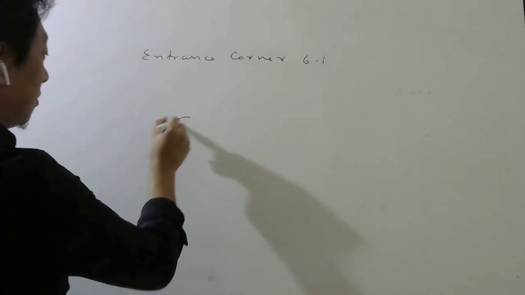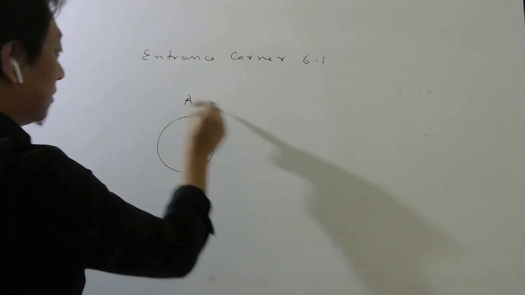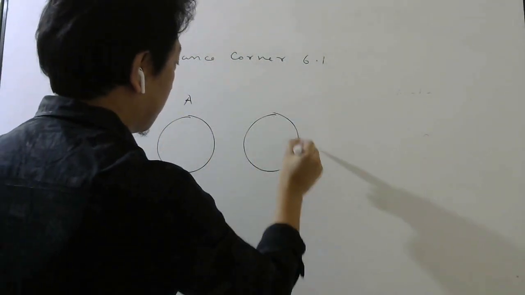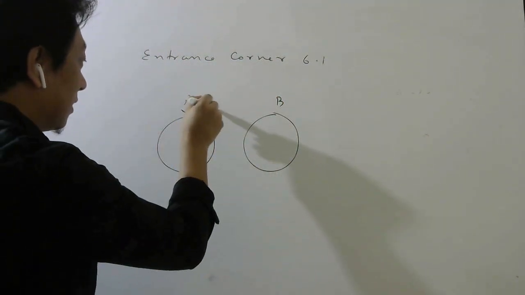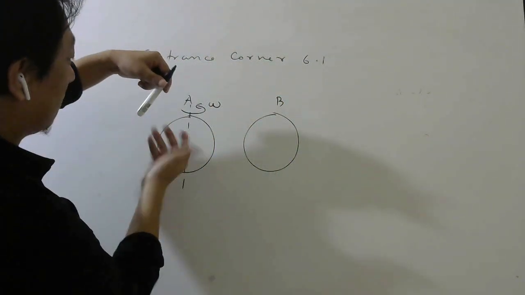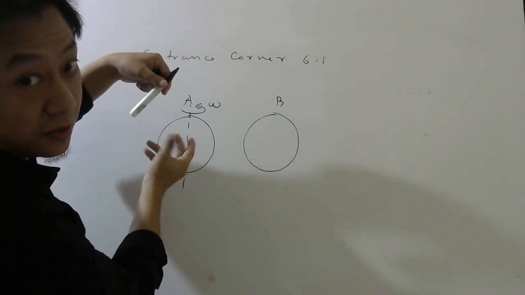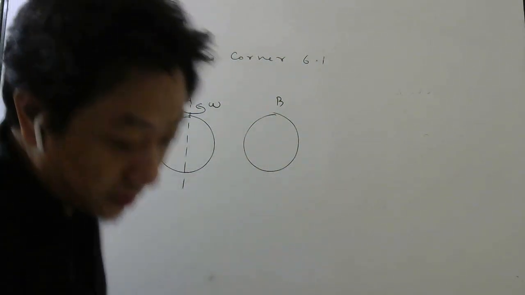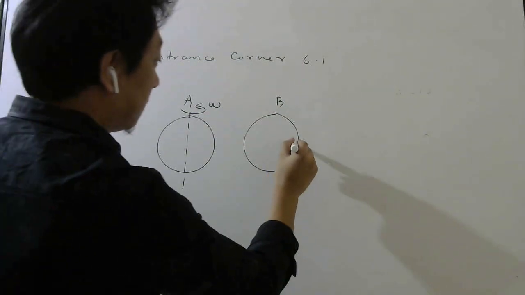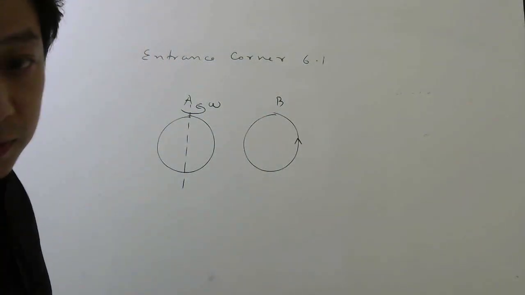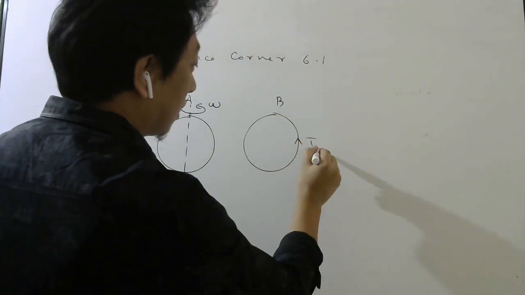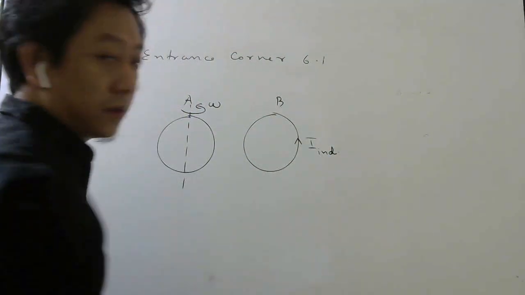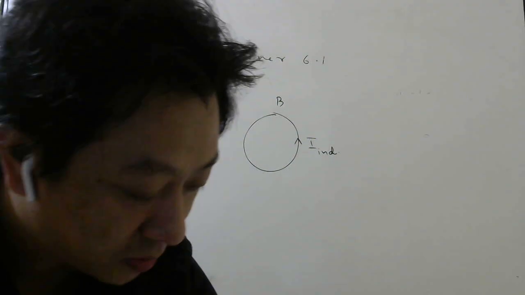So this is your coil A, this is your coil B. If the coil rotates this way, they are saying there is current here this way. Okay, then there is current here this way. That means this is your what current? Induced current.